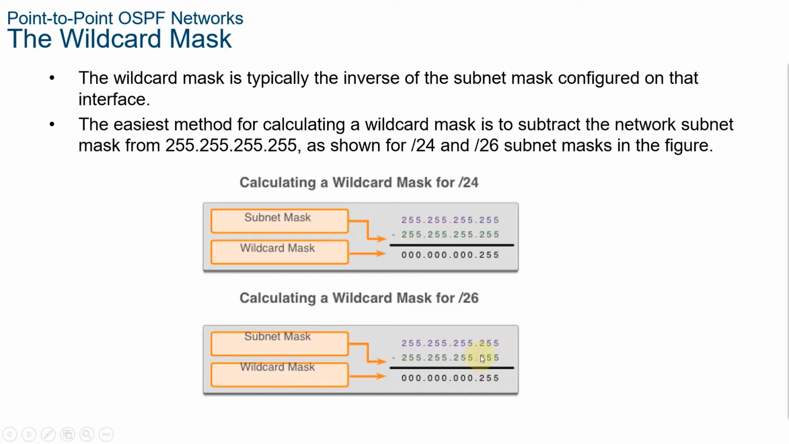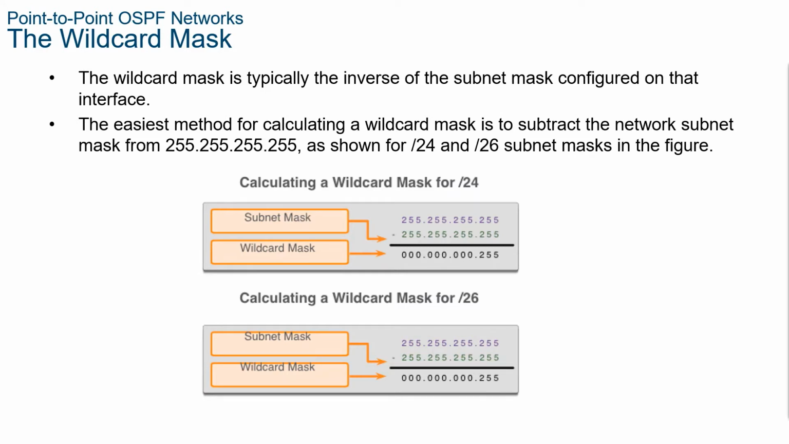We have here some corrections on this PowerPoint presentation. The subnet mask for /26 would be 255.255.255.192, which is then subtracted from 255.255.255.255.